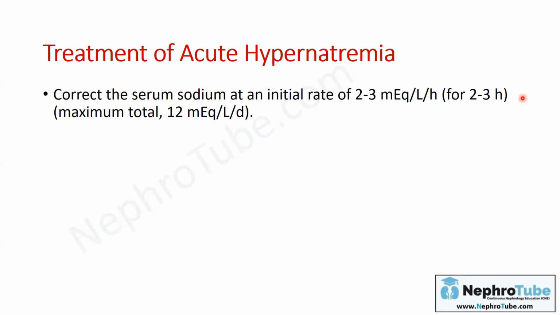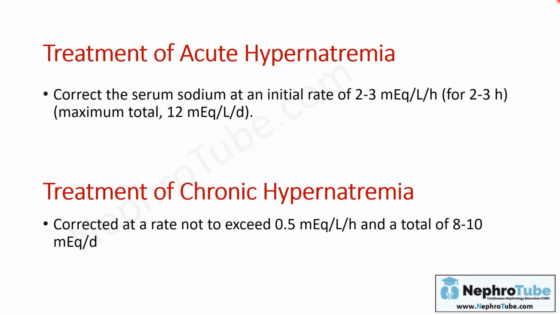In cases of acute hypernatremia, correct the serum sodium at an initial rate of 2 to 3 milliequivalent per liter per hour for 2 to 3 hours only. So 2 to 3 milliequivalent for 2 to 3 hours. And a maximum of 12 milliequivalent per liter per day. Don't correct the hypernatremia, don't decrease the sodium, by more than 12 milliequivalent per liter per day.